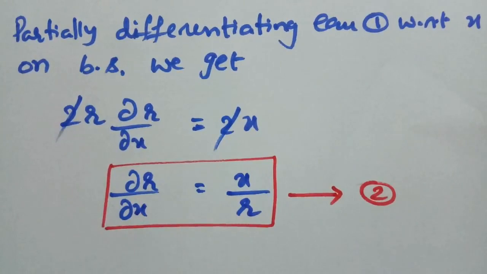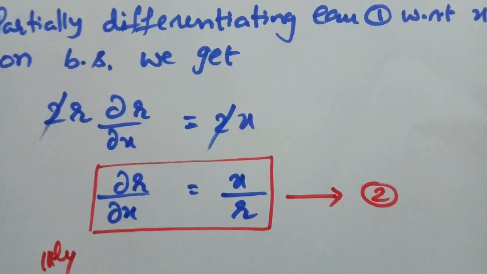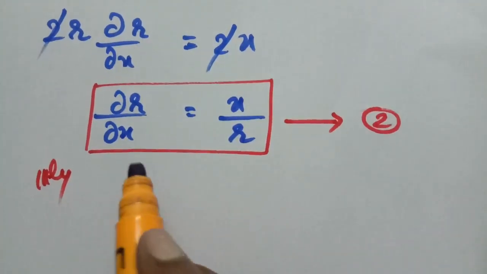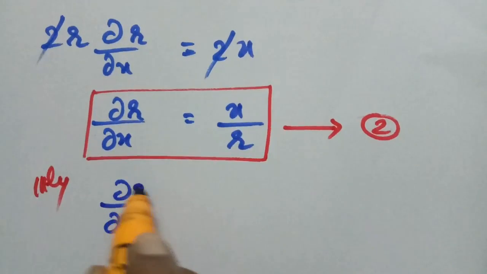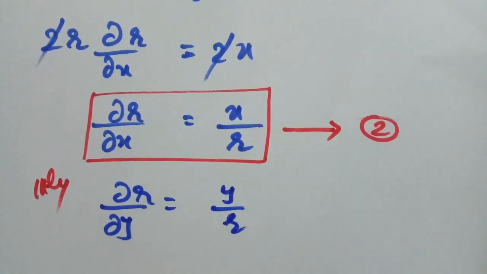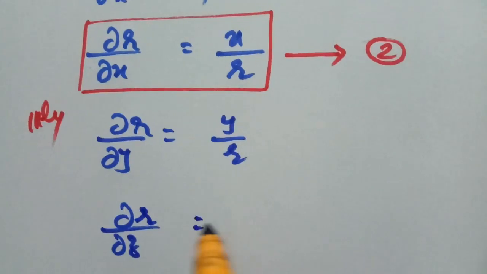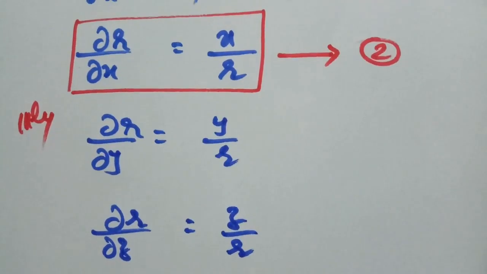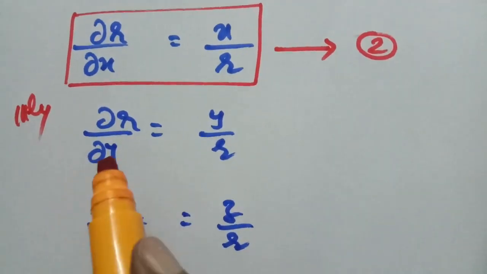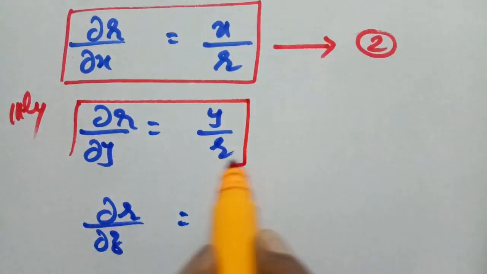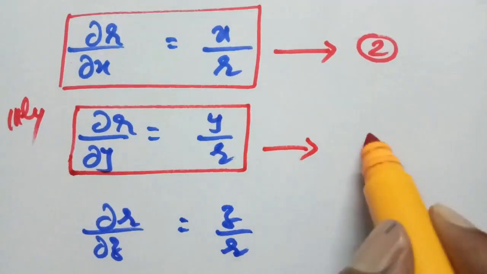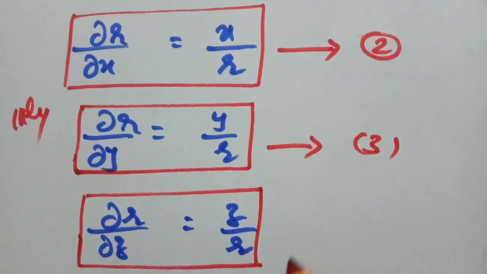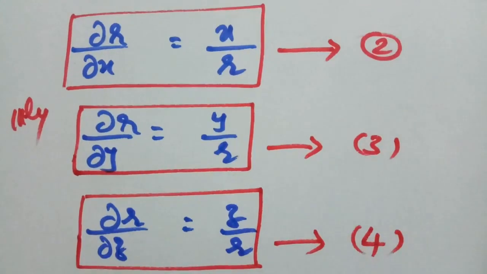Similarly, dou by dou y of r is equal to y by r. Dou by dou z of r is equal to z by r. Therefore, say this is equation number 3. This is equation number 4.